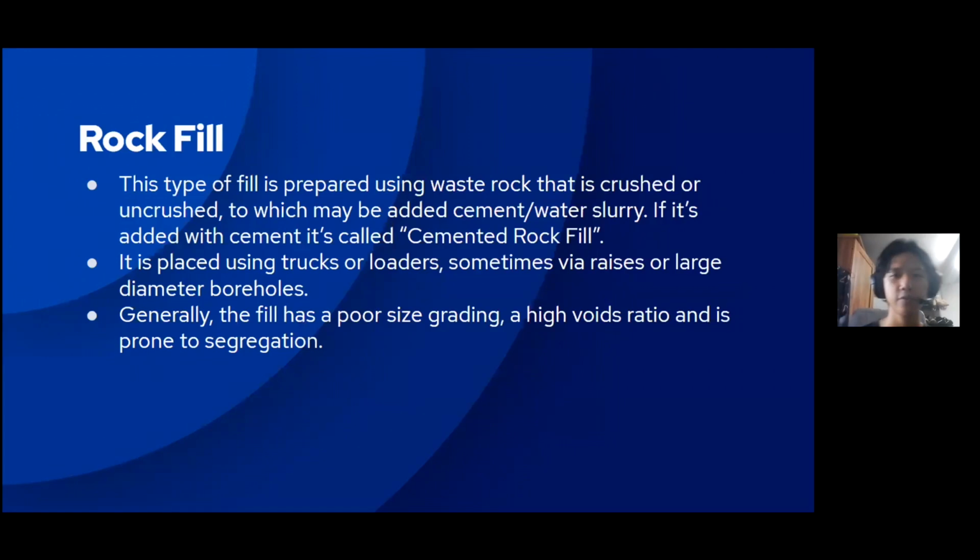So the third one is rock fill. This type of fill is prepared using waste rock that is crushed or uncrushed, to which may be added cement or water slurry. If it's added with cement, it's called cemented rock fill. It is placed using trucks or loaders, sometimes via raises or large diameter boreholes, because it's enormous tons of rock, so it will be easy to place it using trucks or loaders. Generally the fill has a poor size grading, a high void ratio, and is prone to segregation.